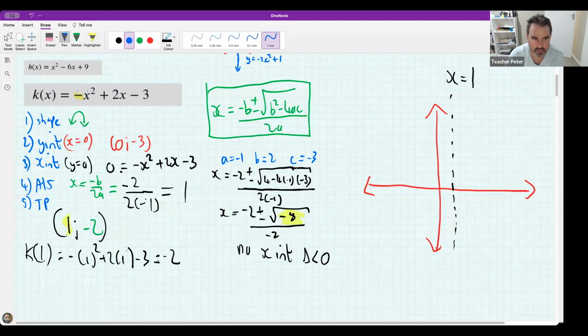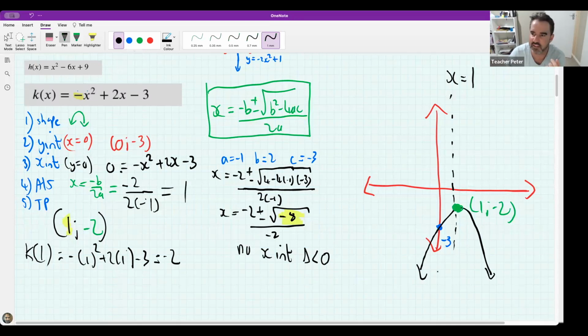I'm then going to take, what are the key points? Well, I know my y-intercept is going to be down here. It's minus 3. There is no x-intercept. So I'm not putting any dots along here. My turning point is on the line x is 1, but it's at 1, minus 2. So it would be here. What is the shape of my graph? It's an unhappy graph. Oh, now I see why it doesn't cut the x-axis, because it never goes above the turning point. The turning point is 1, minus 2, which means it can never cross the x-axis.